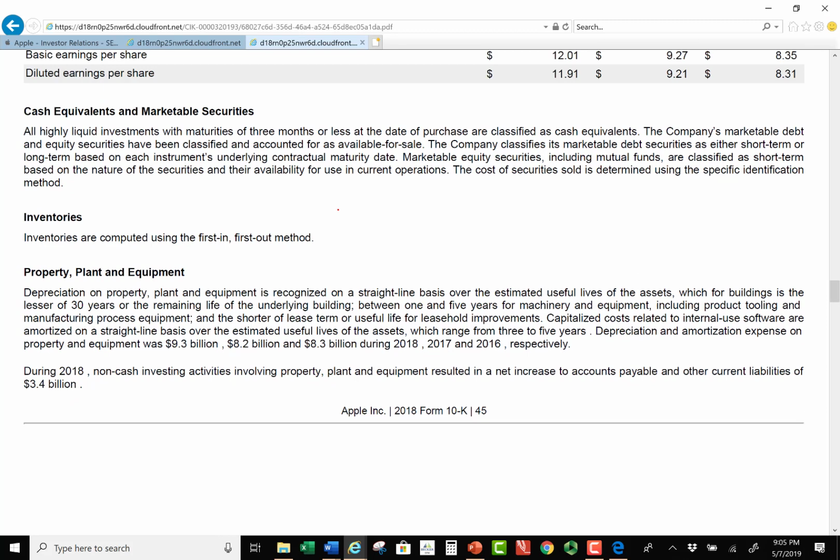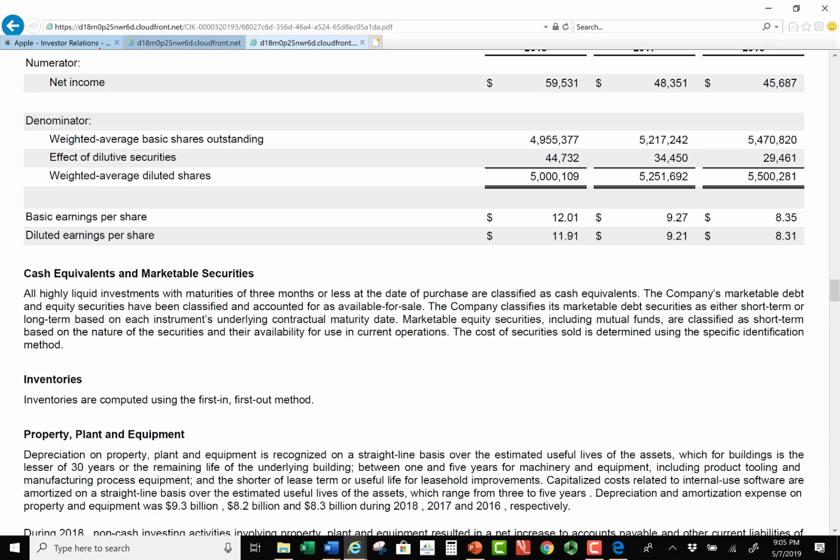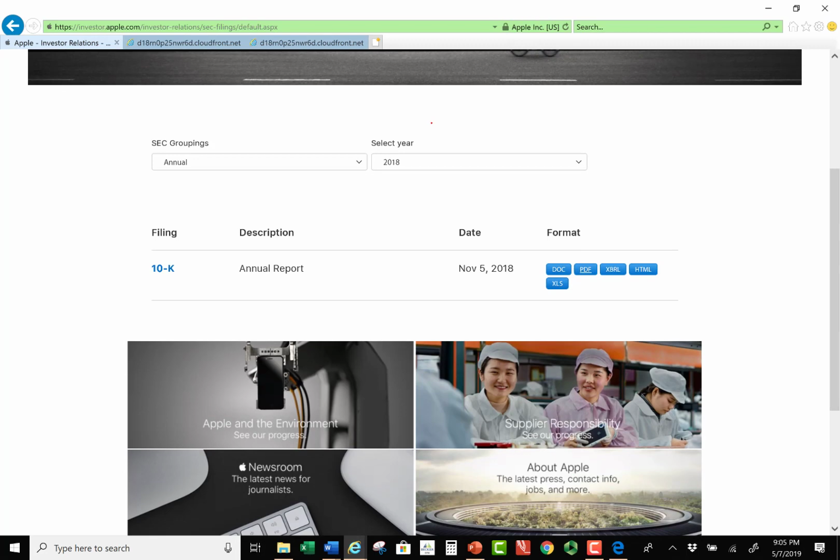Okay. Now, I don't know why when I hit the back button, it doesn't take me just back to that last page. I keep having to do it this annoying way, but that's all right.